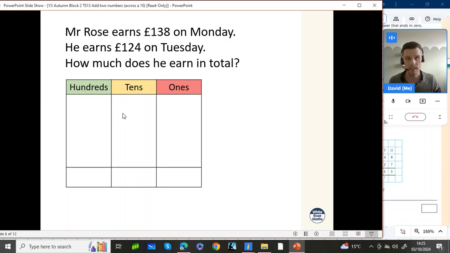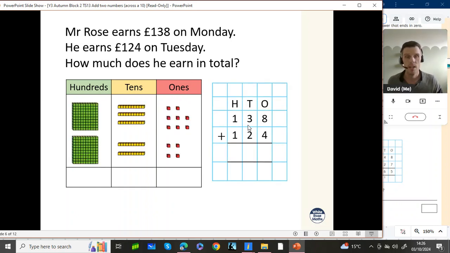So here's my place value chart. I've got hundreds, tens, and ones. So some people might know these as units, but I'd refer to them as ones. So here it is written using column addition. And in my place value chart, I've used base 10. So the first row is 100, 3 tens, and 8 ones. And in my second row, I'm adding 100, 2 tens, and 4 ones.